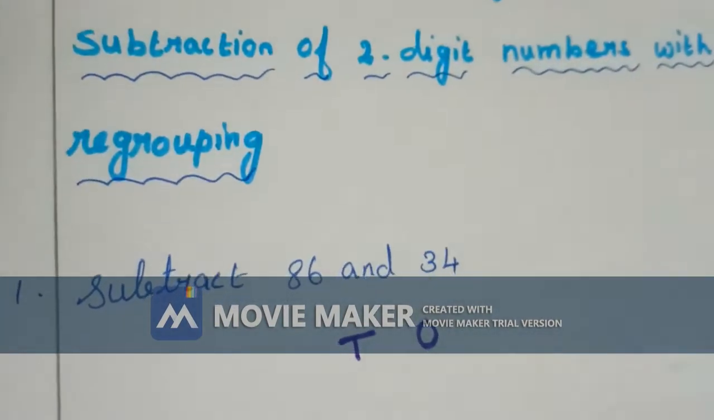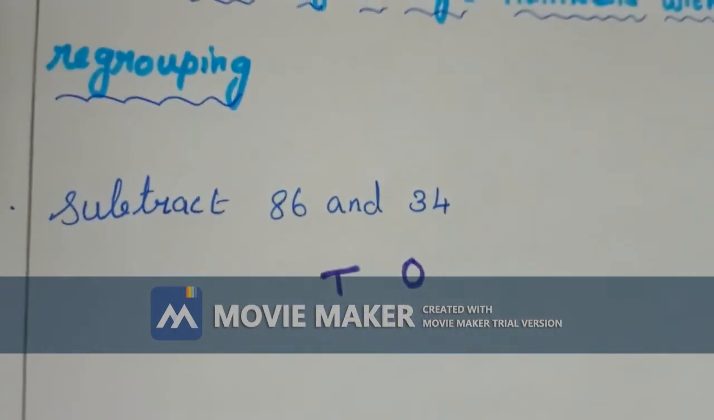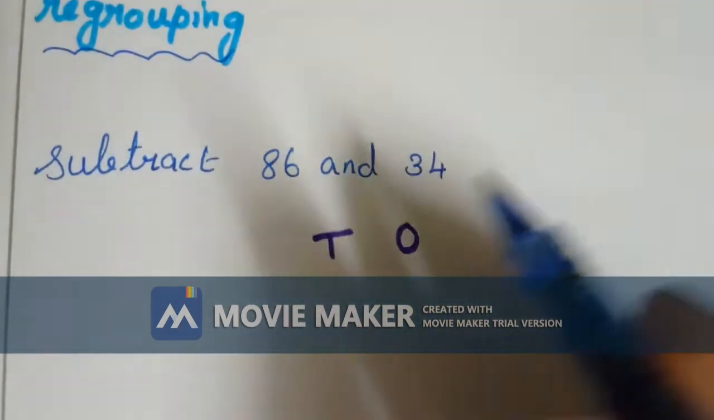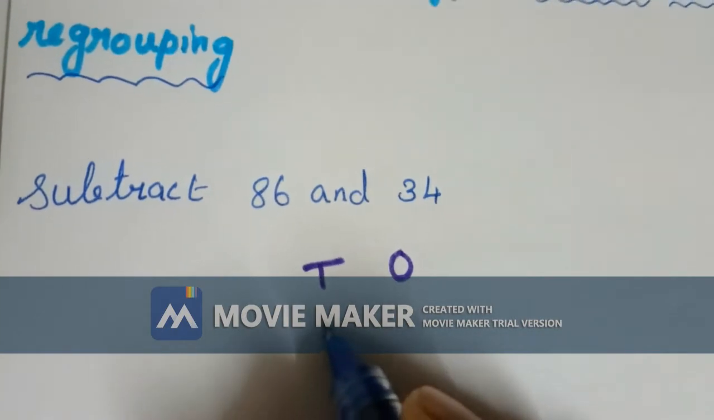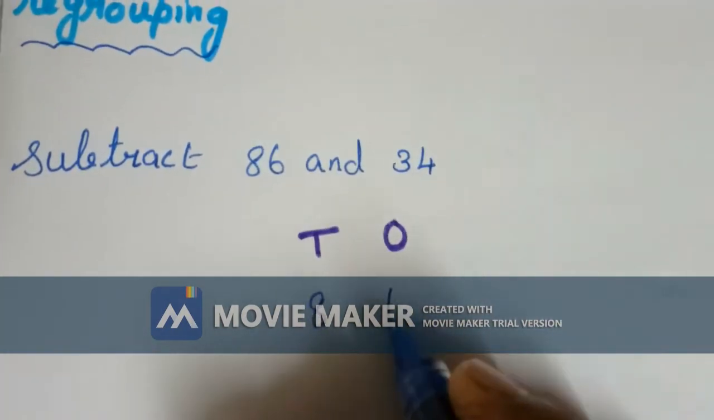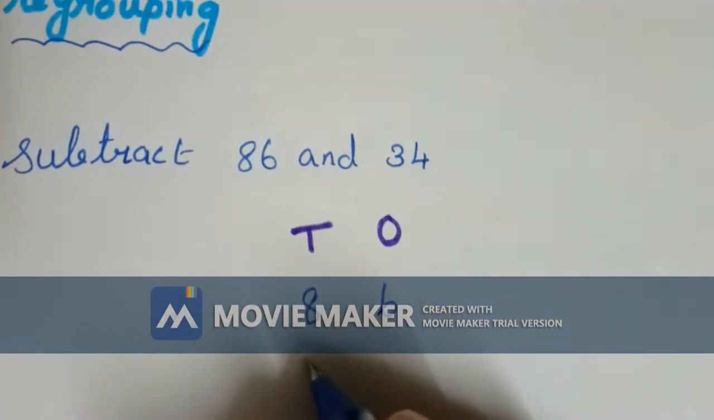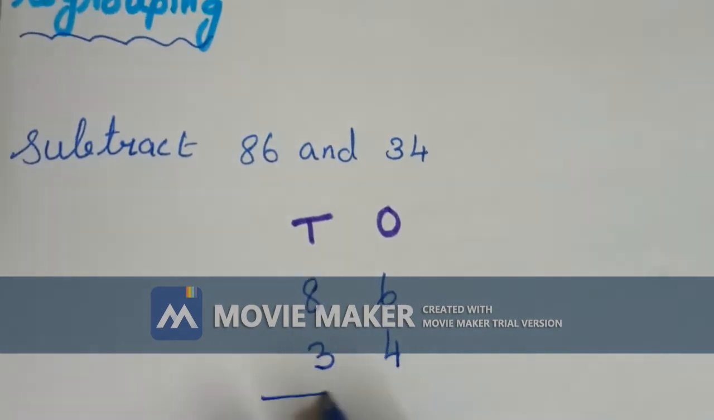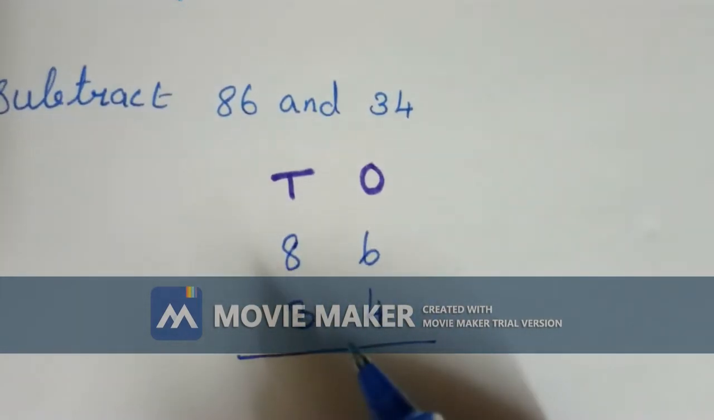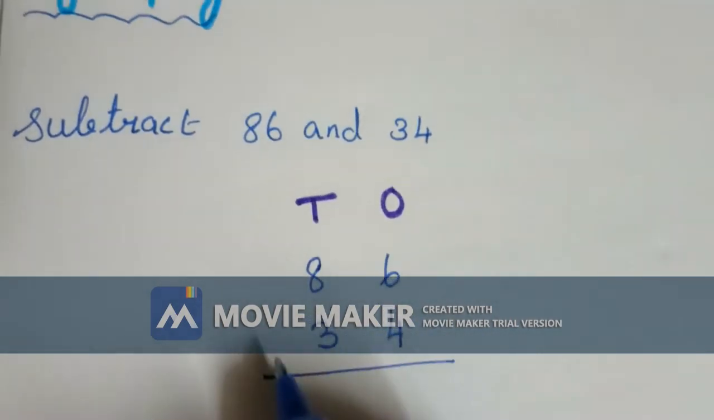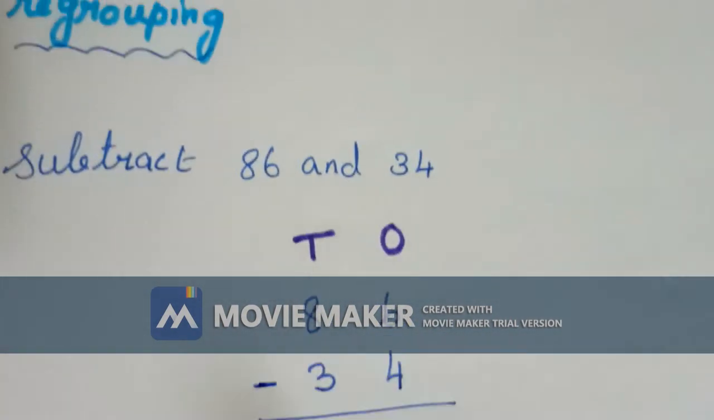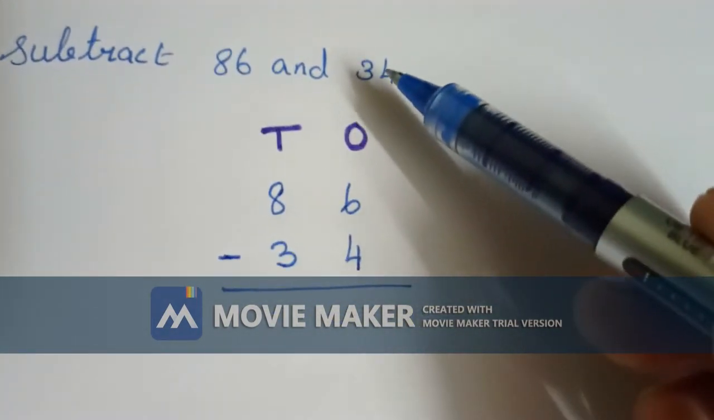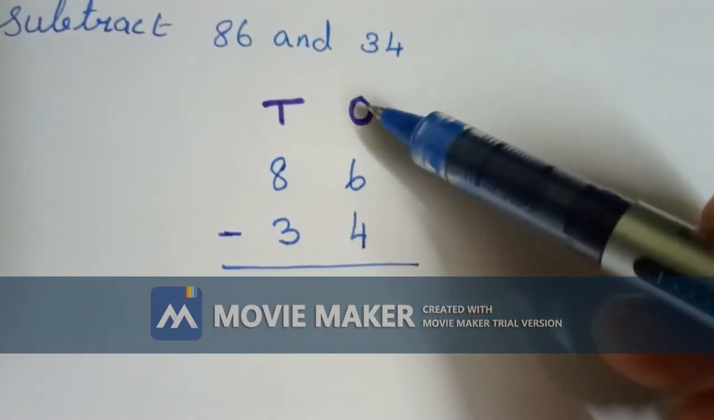Now the next step is you have to write the numbers one below the other according to their place values. For 86 there are 8 tens and 6 ones. And the number 34 has 3 tens and 4 ones. Now children, we have to subtract these two numbers, so the symbol for subtraction is minus. Next we have to subtract the values in the ones place.